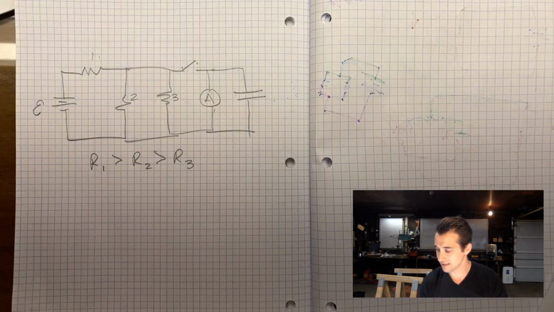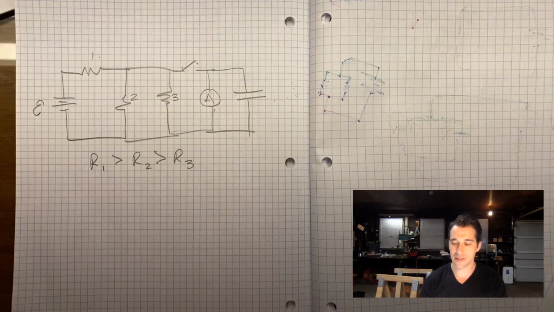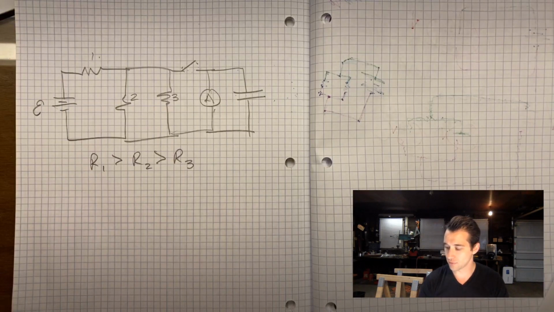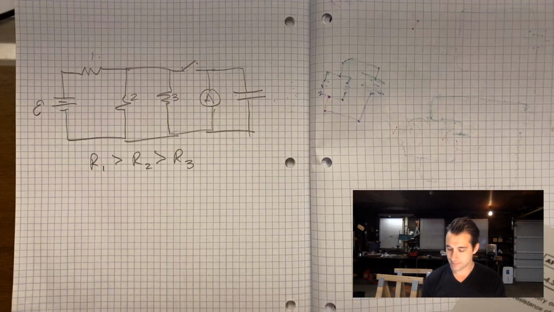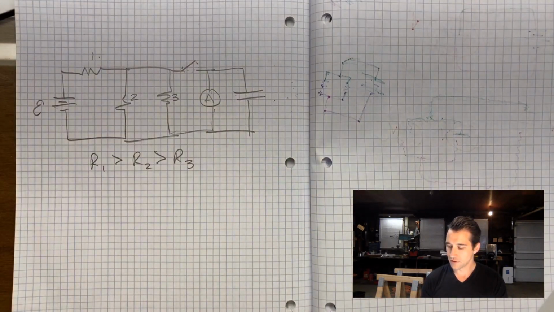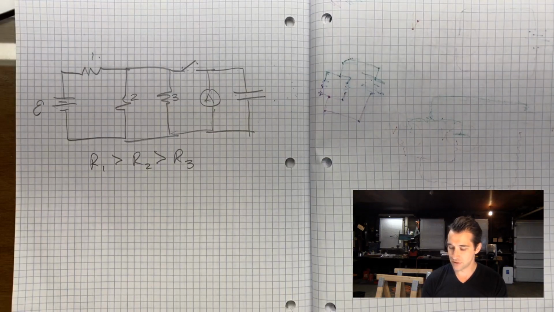So we've reached a steady state. And then they tell us an ideal ammeter is connected between points X and Y as shown. Okay, so we see that ammeter. We've already drawn it. The circuit is again allowed to reach a steady state.